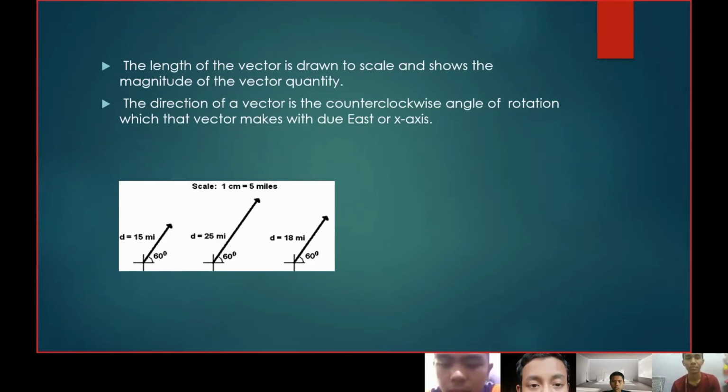The length of the vector is drawn to scale and shows the magnitude of the vector quantity. The direction of a vector is the counterclockwise angle of rotation which that vector makes with due east or the x-axis, as the picture given.